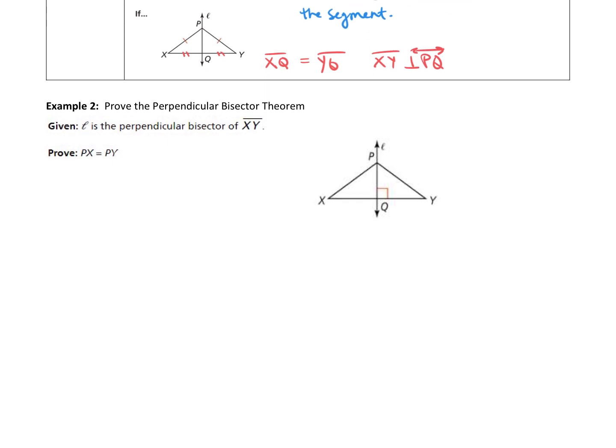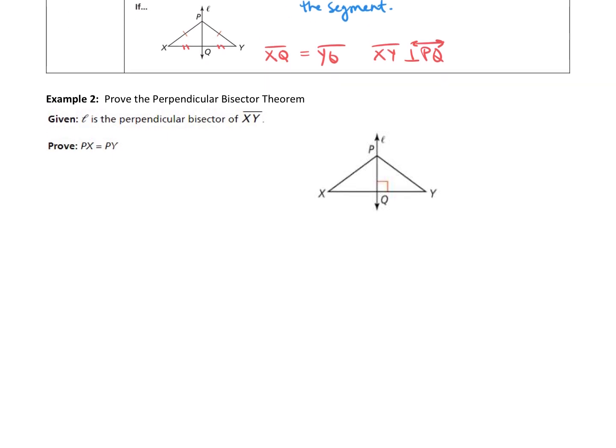All right, why don't we try to prove that perpendicular bisector theorem? So given line L is the perpendicular bisector of segment XY, so we know that this is a perpendicular bisector, prove that PX is equal to PY. So we're going to prove that this is equal to this. So we'll just run through an informal proof. We have this right angle right here. So we know that there's a right angle on the other side telling us that angle YQP is congruent to angle XQP.